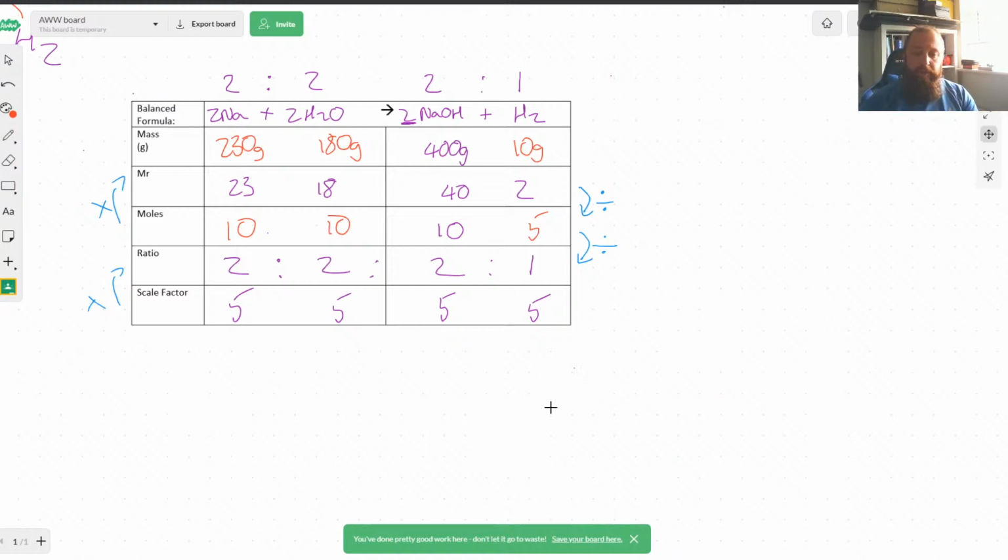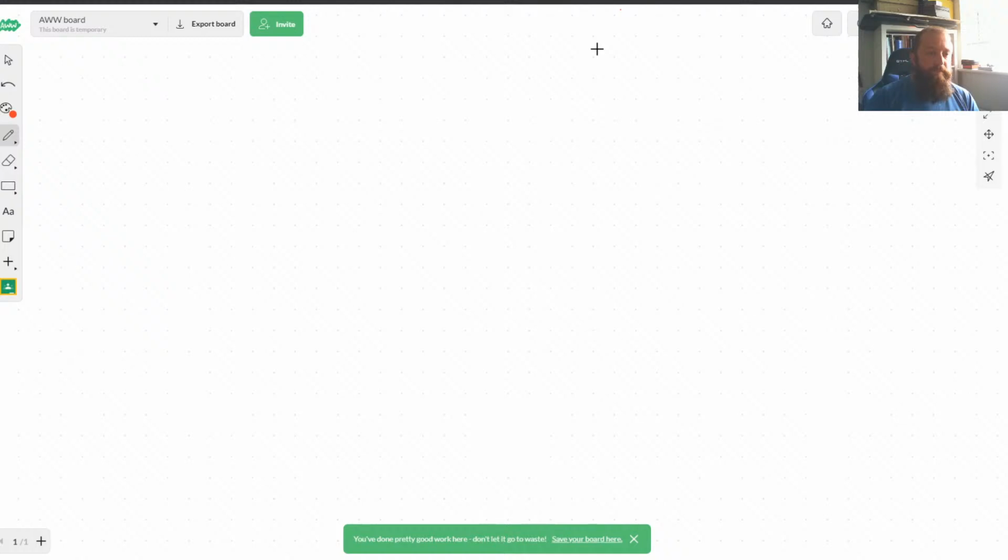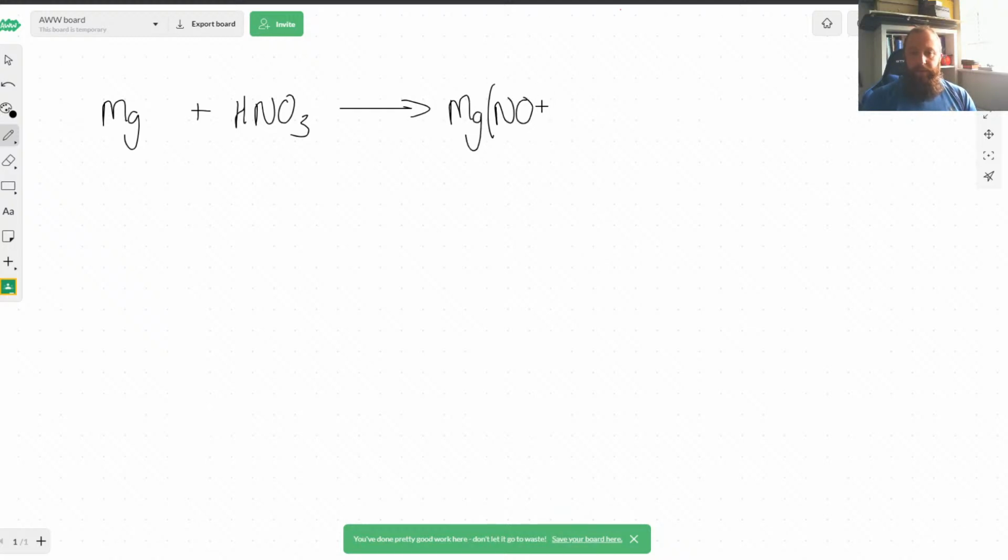Okay, so let's look at a different example. Let's go through and do magnesium and, I was going to go for sulfuric acid. Let's not do that for a minute. Let's do nitric acid. Very similar to before. That's going to make, just because that'll test you a little bit on working out the molecular mass. We're going to make that.